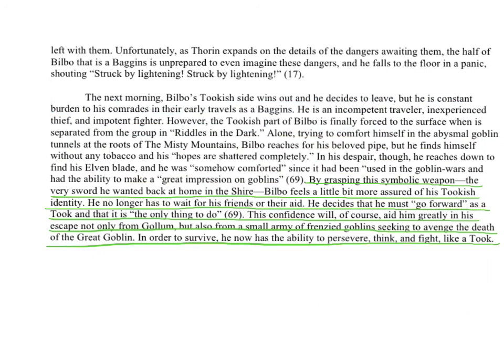Again, the Baggins side is starting to lessen and the Tookish side is starting to come out. And again, if you remember my thesis statement, I'm talking about his two identities finding a way to make peace with one another. They're trying to balance themselves out. And this is the first moment in which the Took side finally starts to appear.